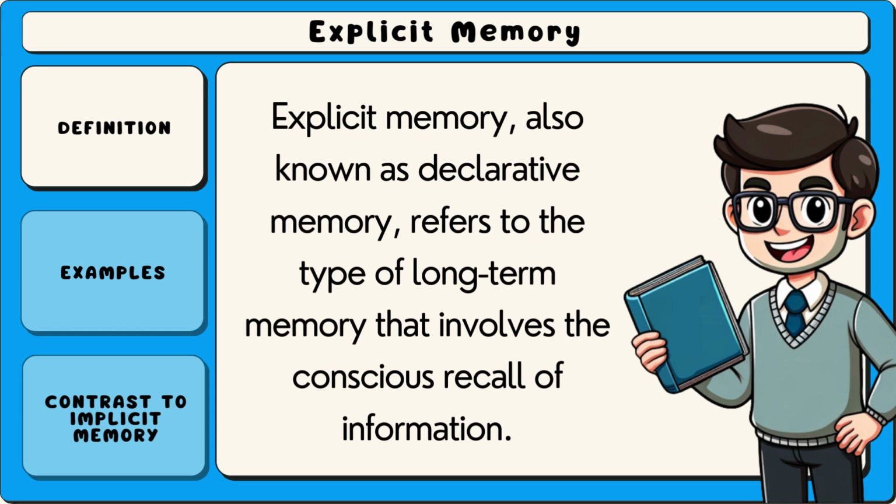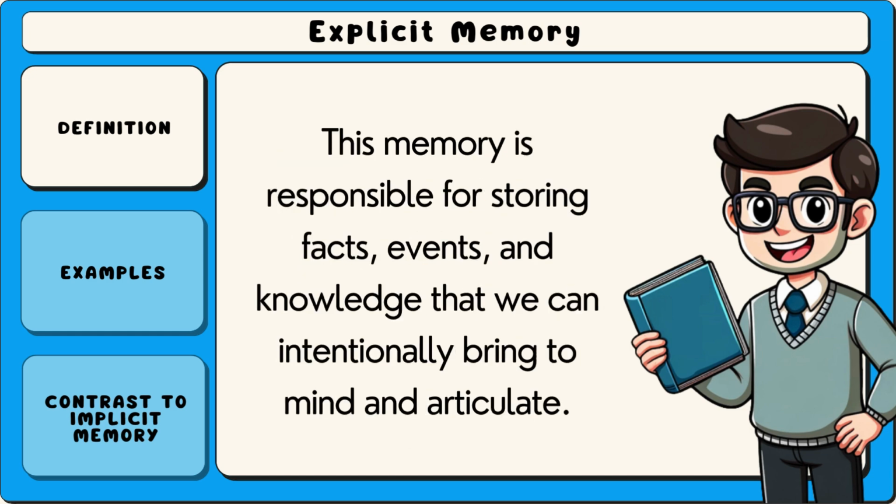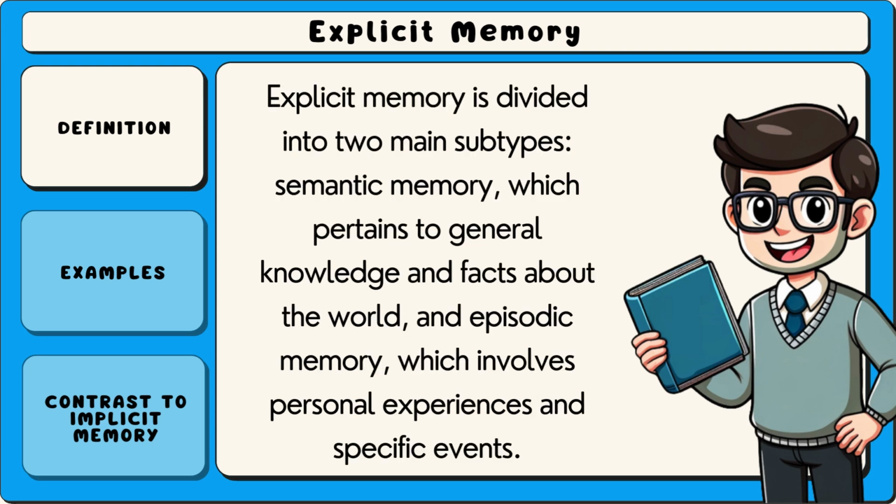Explicit memory, also known as declarative memory, refers to the type of long-term memory that involves the conscious recall of information. This memory is responsible for storing facts, events, and knowledge that we can intentionally bring to mind and articulate. Explicit memory is divided into two main subtypes: semantic memory, which pertains to general knowledge and facts about the world, and episodic memory, which involves personal experiences and specific events.